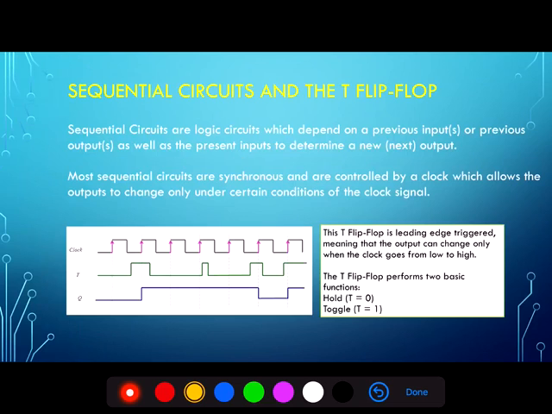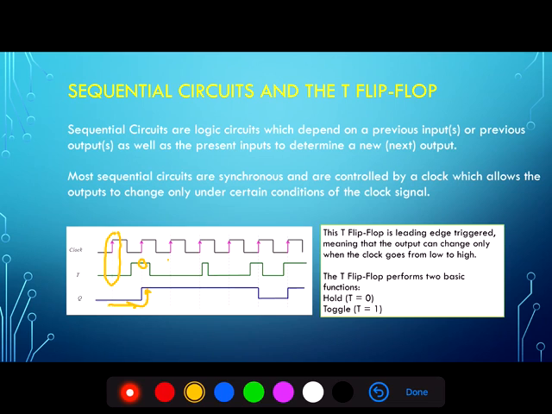The T flip-flop shown here is leading edge triggered. When the clock goes from low to high, the output Q will look at the input T and decide what to do. On this first leading edge, it sees a 0, so it will hold the value of 0. On this next leading edge, it sees a value of 1, so it will go to its opposite state. In this case, it'll go from 0 to 1.